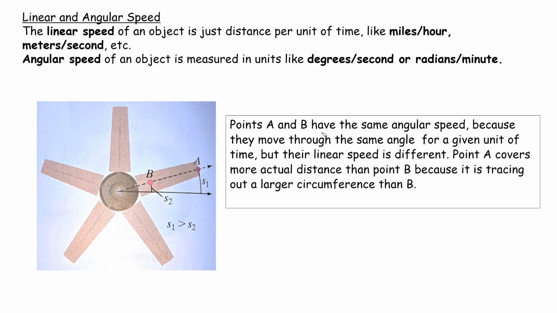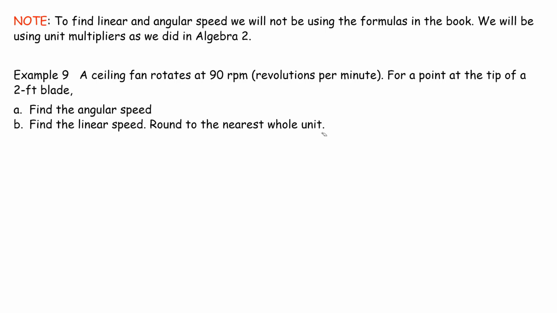They both have the same angular speed, but one of them covers more inches or feet because it's going around a bigger circle. So even though 2 points might have the same exact angular speed, they may have a different linear speed, because linear speed is about distance and angular speed is about rotation. So to find linear and angular speed, we will not be using the formulas in the book. We will be using unit multipliers as we did in Algebra 2.